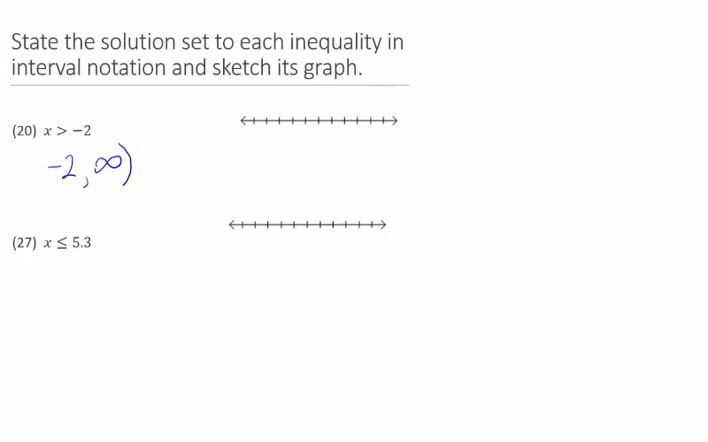Since we have just a greater than but no or equal to, we're going to use parentheses. Let me write this over here. If you ever have a less than or greater than, you use parentheses. If you have an or equal to, you're going to use brackets. All right, so now that's our interval notation.